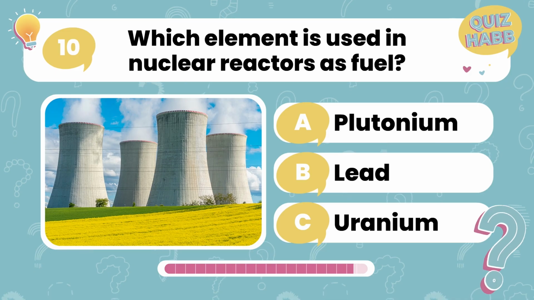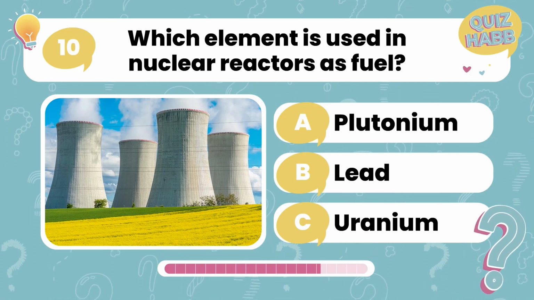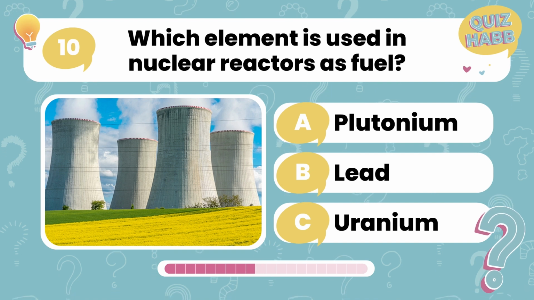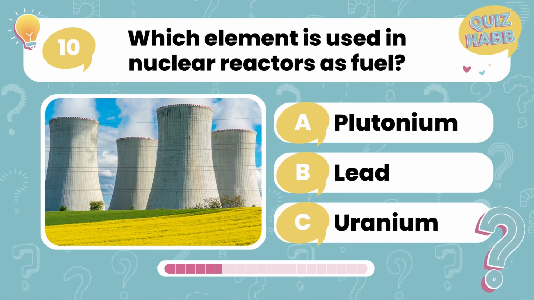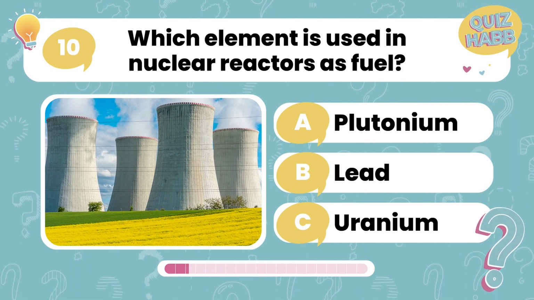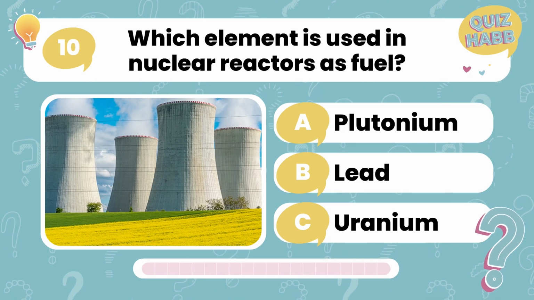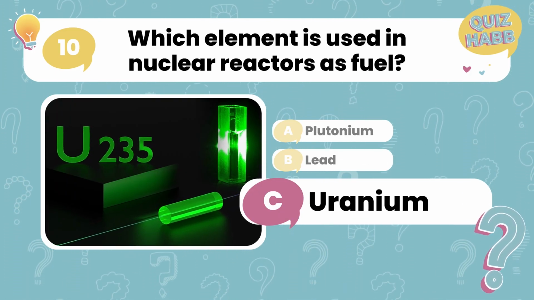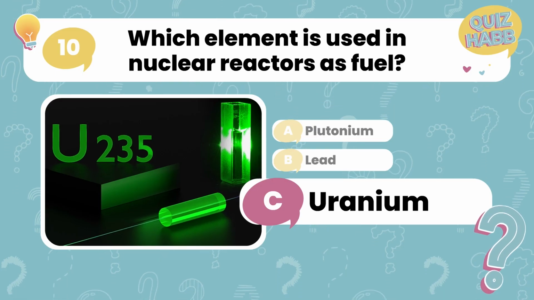Which element is used in nuclear reactors as fuel? A. Plutonium. B. Lead. C. Uranium. Correct answer, uranium. The U-235 is split through nuclear fission to release energy.